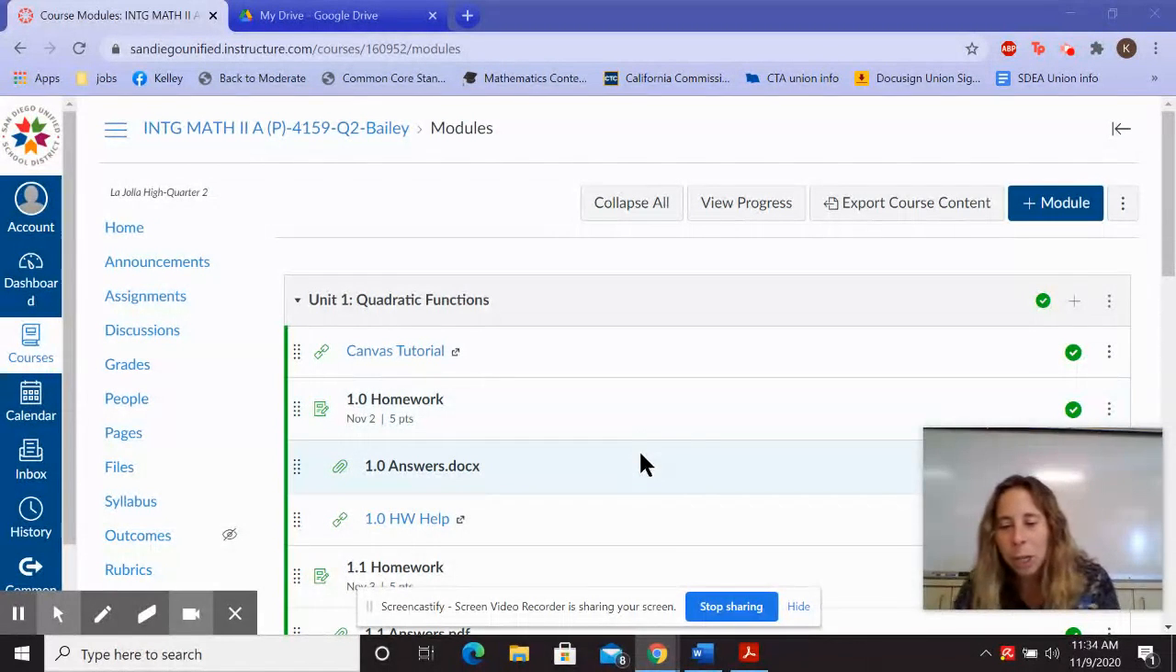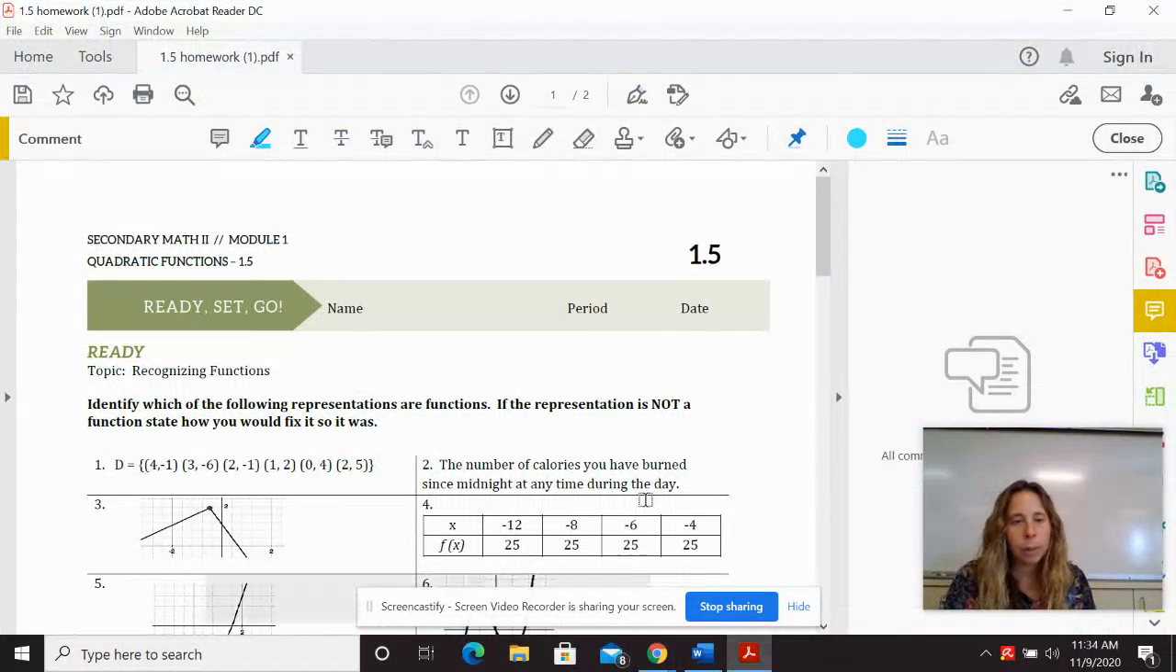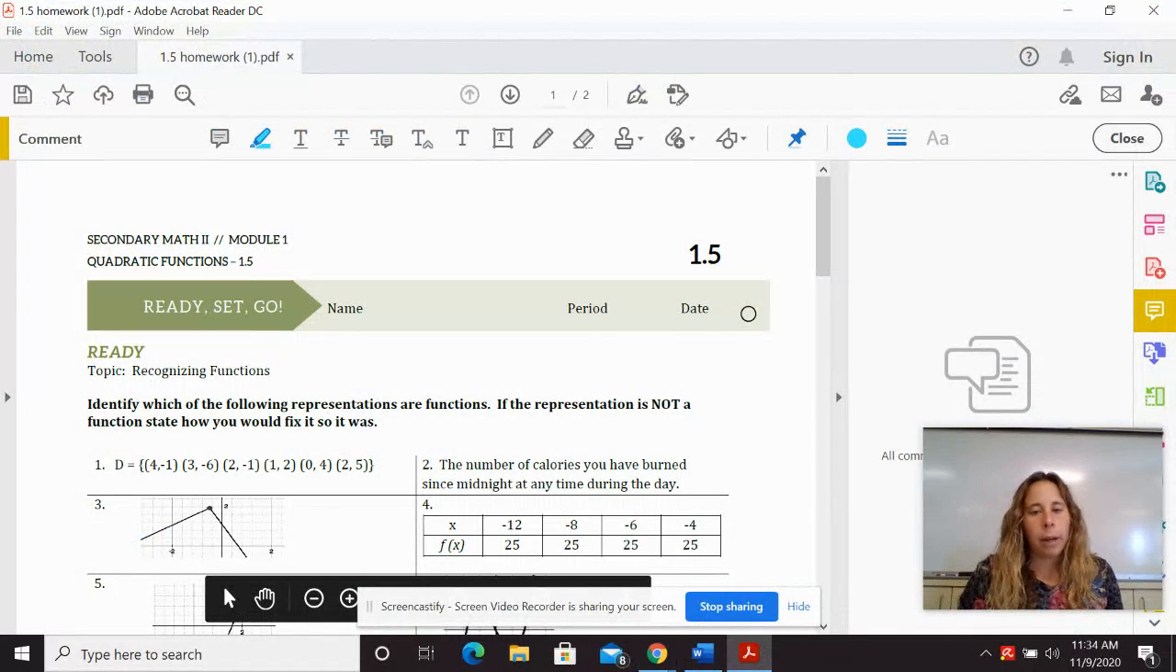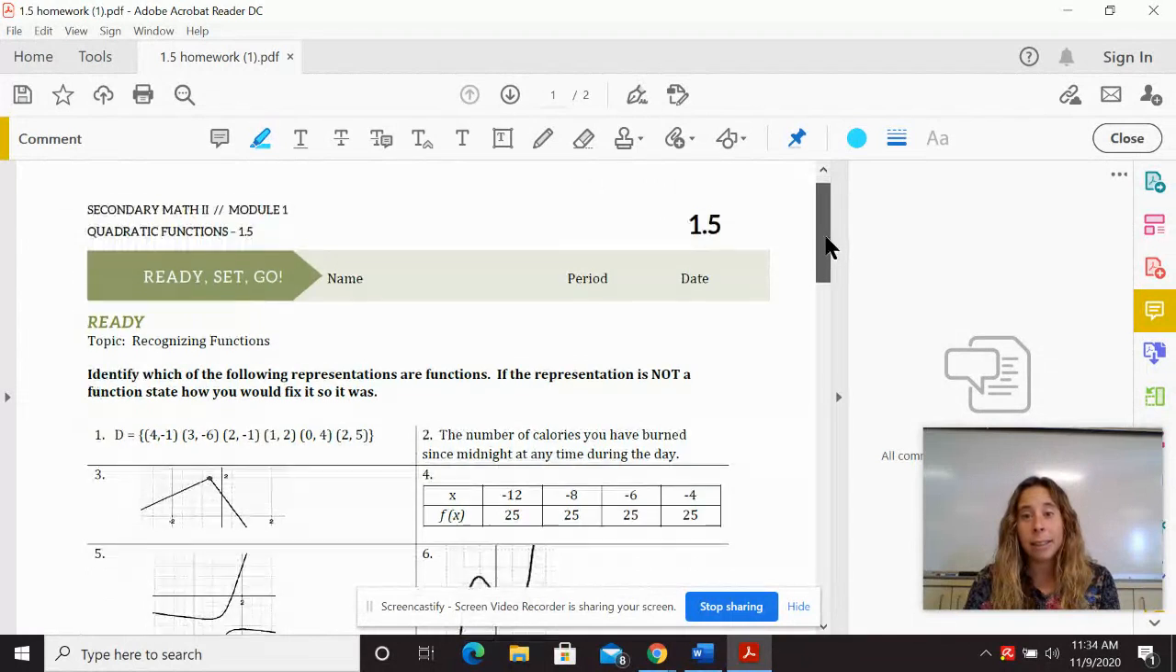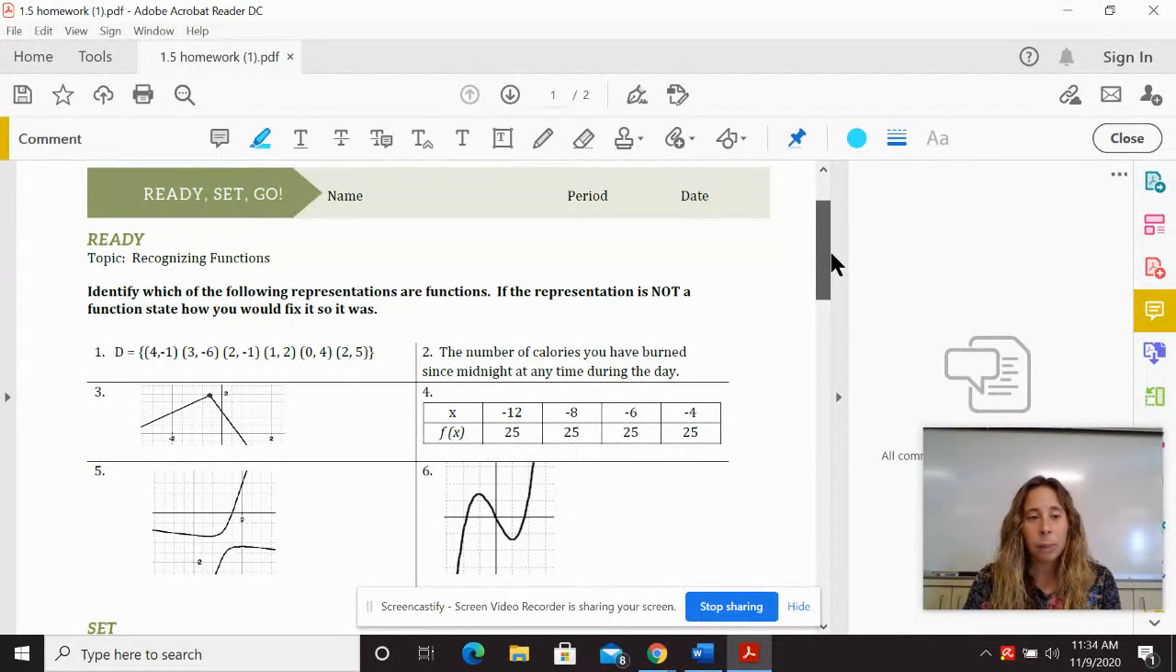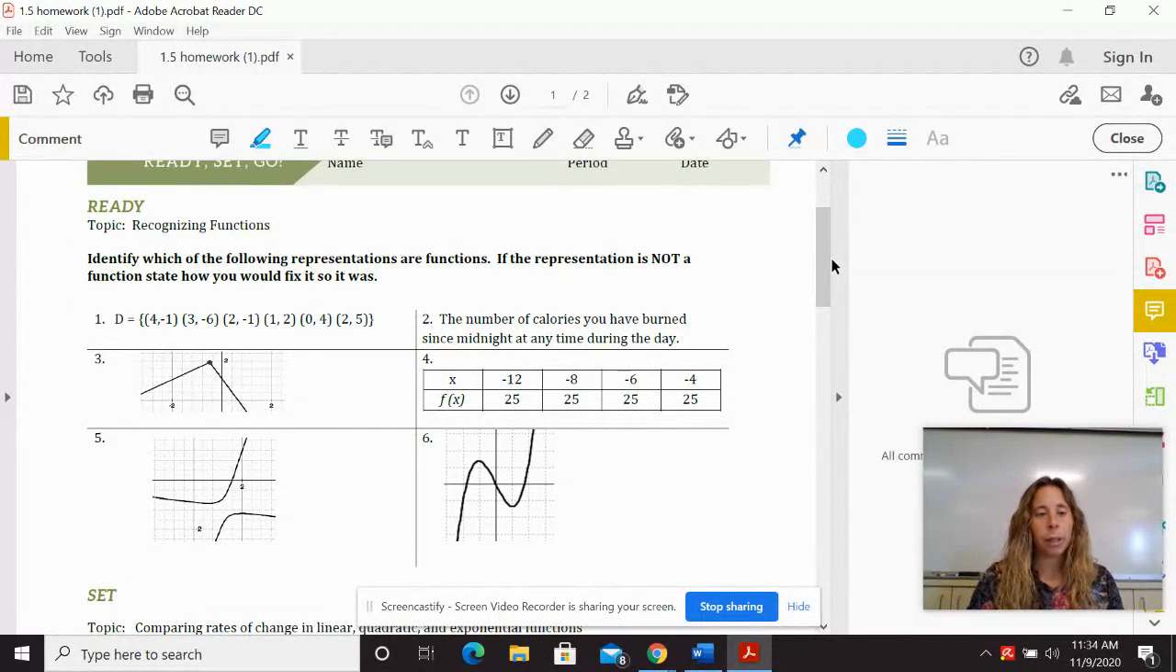Yep. Okay, so here we go. Let me bring it up. Ta-da! All right. So this is why I did the little mini lesson at the end of the day, because you have to do it on your homework. So it says, topic, recognizing functions. Identify which of the following representations are functions. If the representation is not a function, state how you would fix it so it was.